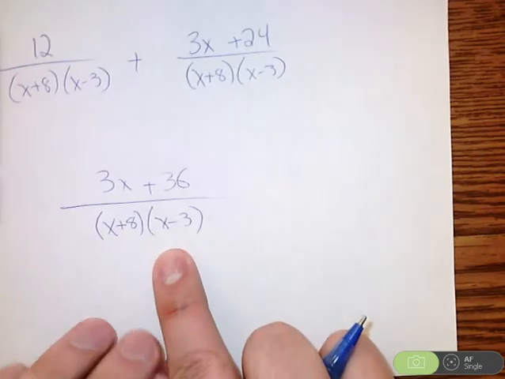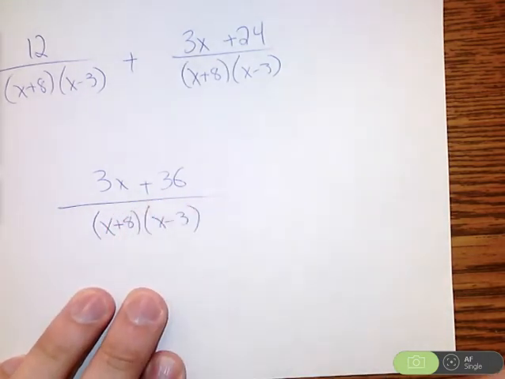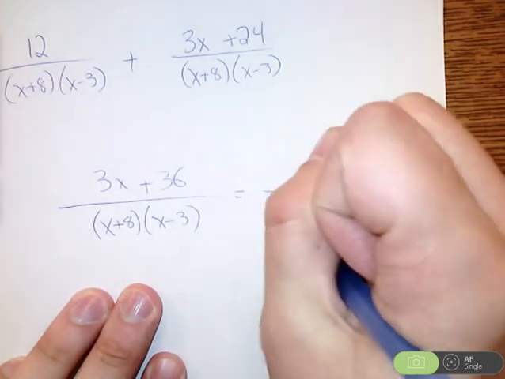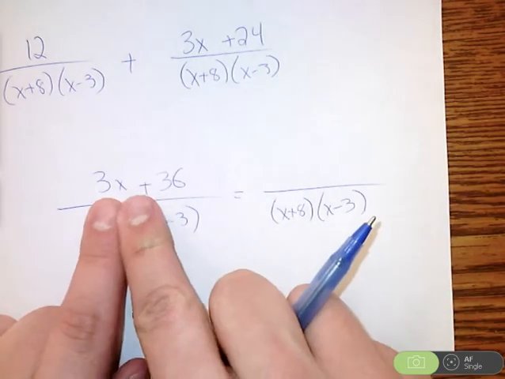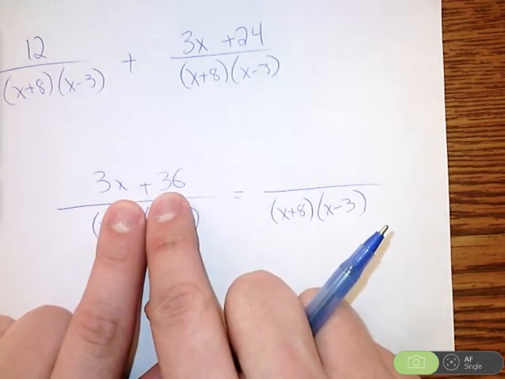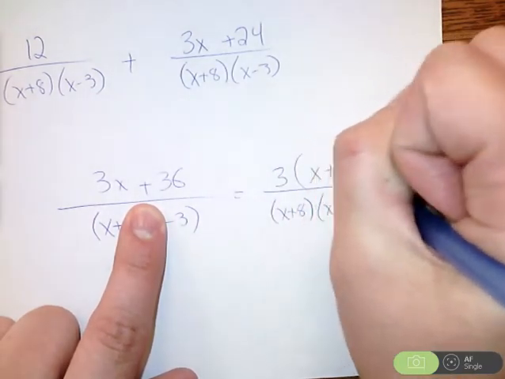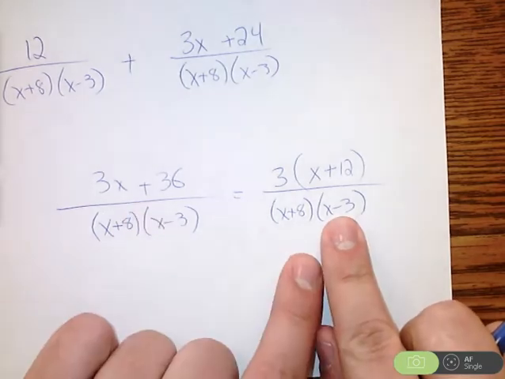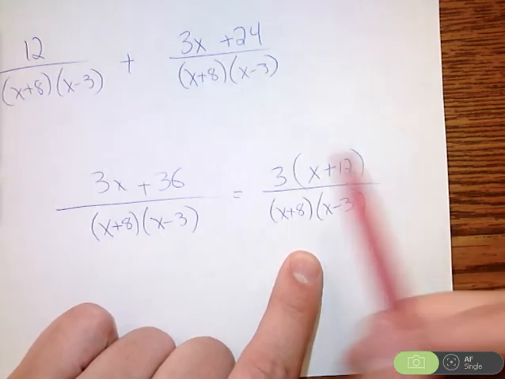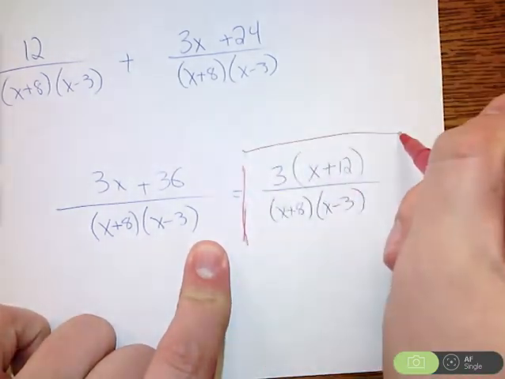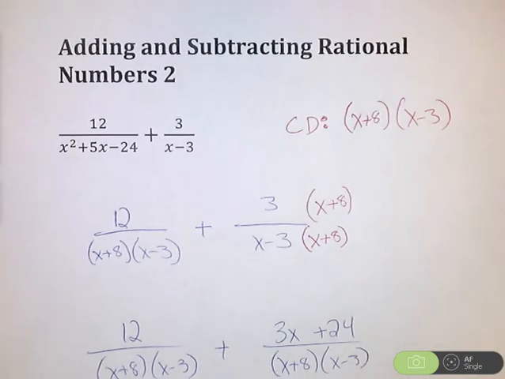The only thing left to do is we would like to simplify this fraction if possible. Now, if we're going to simplify, I would like to factor the top and bottom. My bottom is already factored, so I have x plus 8, x minus 3. My top, 3x plus 36, there's actually a GCF there. I could pull out a 3, which is going to leave x plus 12. So looking at this, I'm looking for common factors on top and bottom. Not seeing any, so this would be my answer. So that is adding and subtracting rational numbers 2.